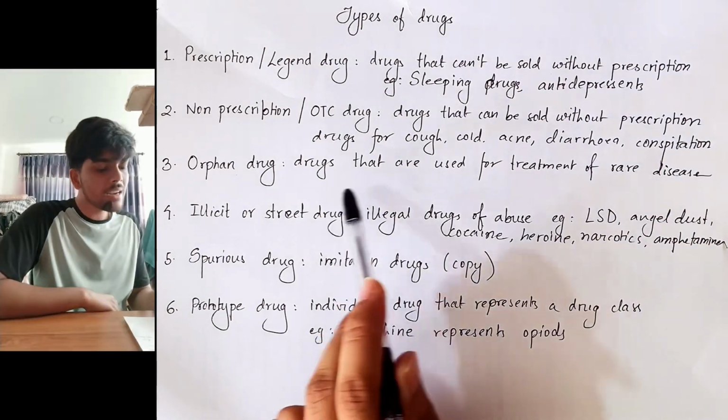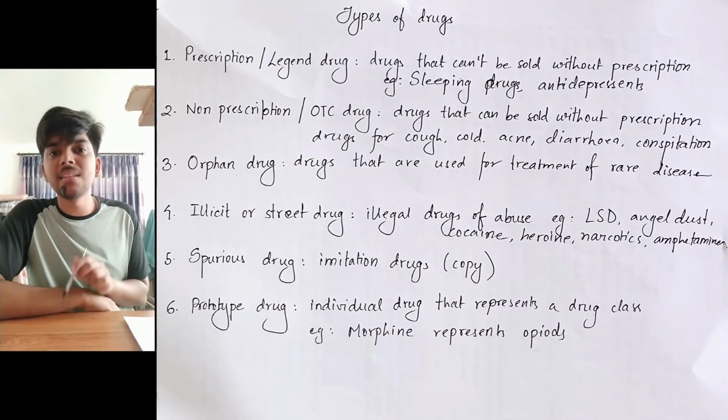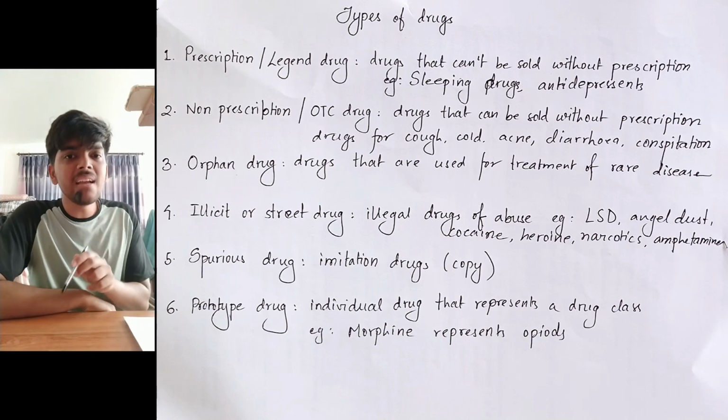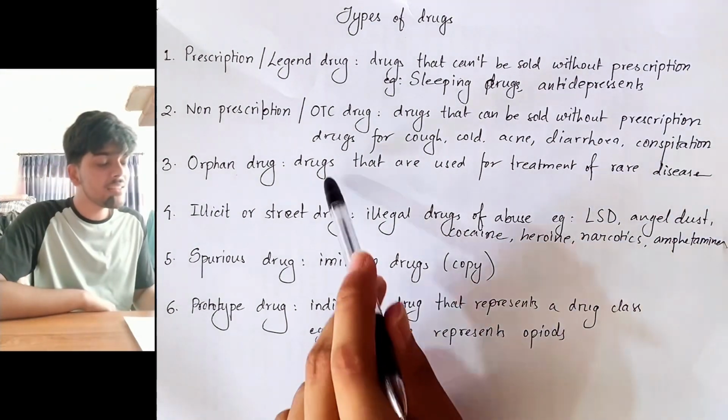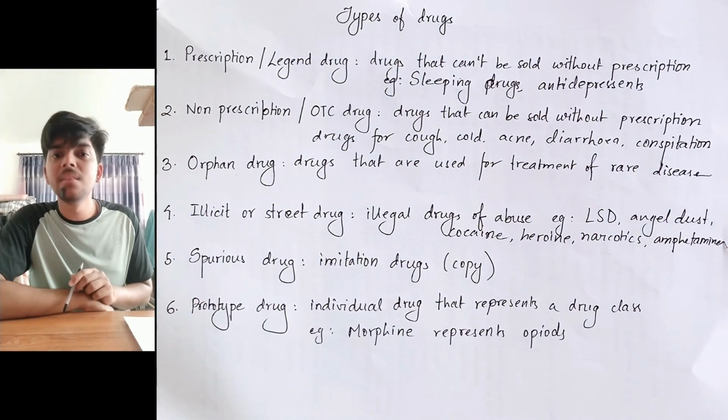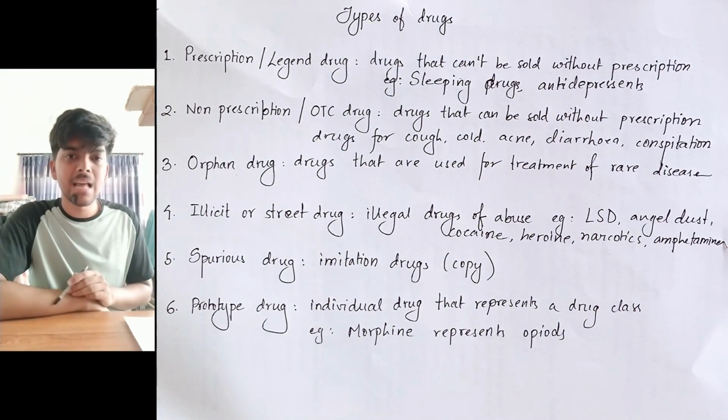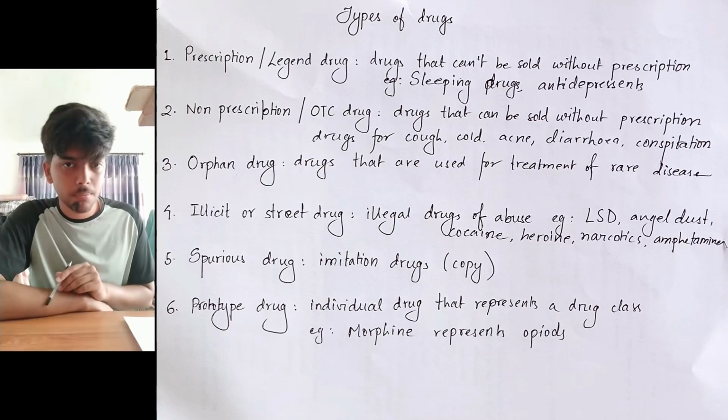Since drugs that are used for the treatment of rare diseases hardly get any patients, they are not manufactured by companies. And since they are not manufactured by companies, they are basically orphans. That's why they are called orphan drugs.